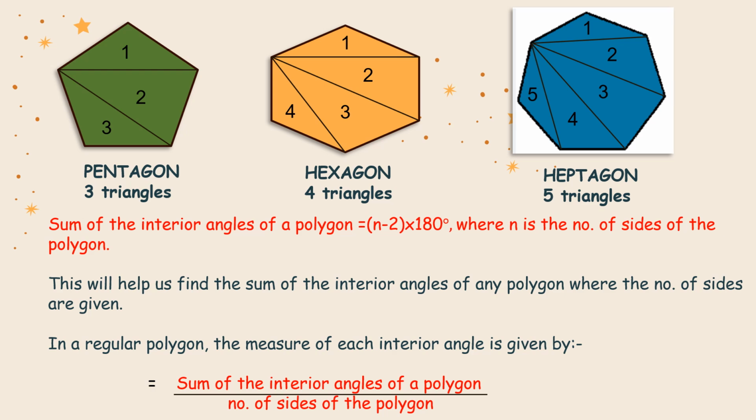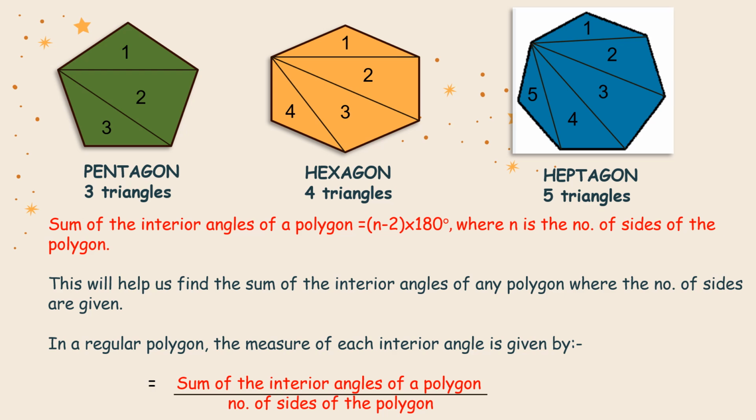I told you why the equation n minus 2. From where did it come? From where the number of triangles is given by 2 less than the number of sides. So n minus 2 into 180 degrees will give you the sum of the interior angles of a polygon. So angle sum property of a polygon is given by this formula. This will help us find the sum of the interior angles of any polygon when the number of sides is given.